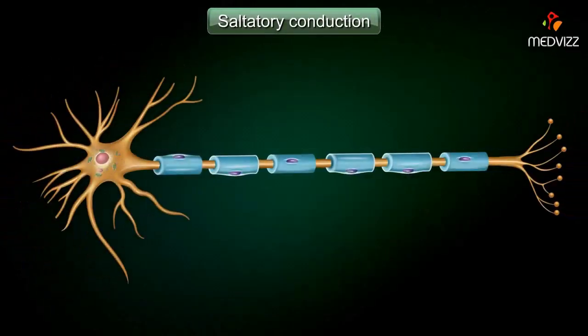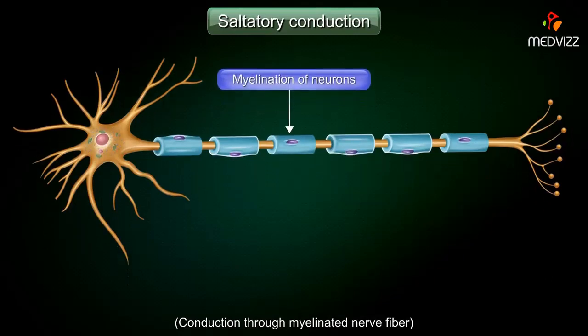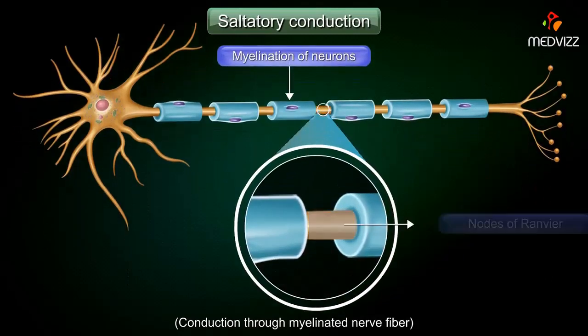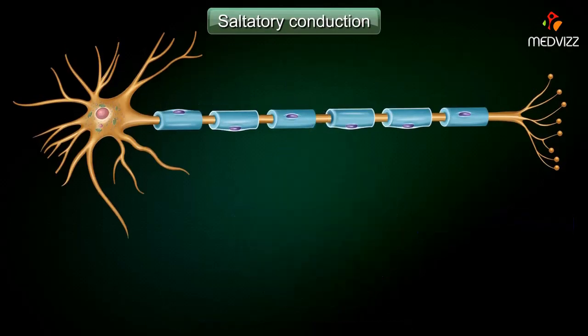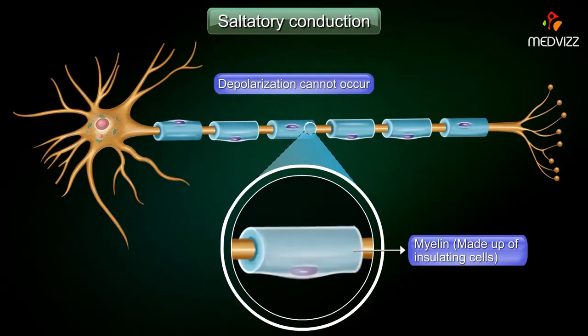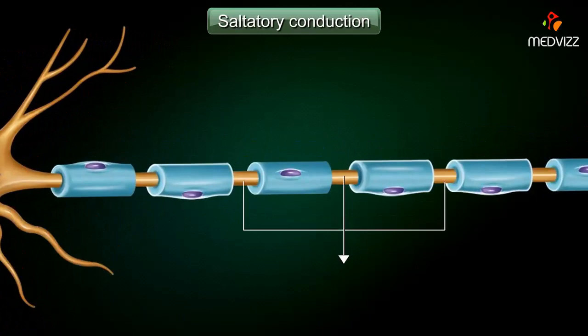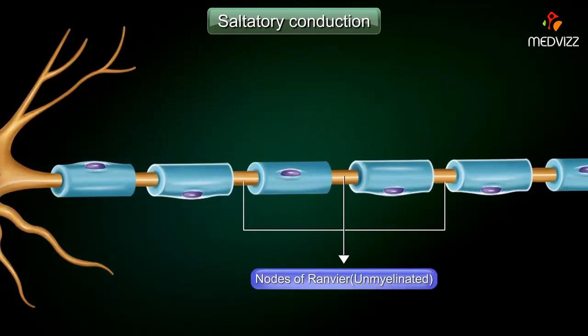Saltatory conduction. Conduction through myelinated nerve fiber. Due to the myelination of neurons, action potentials may only occur at the nodes of Ranvier. Myelin is made up of insulating cells, which means depolarization cannot occur in myelinated regions. Between these cells, however, there are gaps known as nodes of Ranvier, which are unmyelinated.